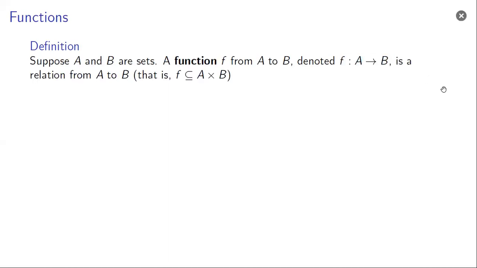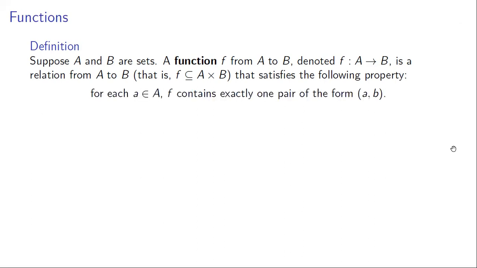So this is a relation from A to B. In other words, f is a subset of A cross B. Every function has to be a relation from A to B, so it's a subset of A cross B, and it has to satisfy the following property. In order for it to be a function, it must satisfy this property. For each little a in big A, meaning for each element of set A, f contains exactly one pair of the form (a, b). We'll see many examples of this, and we'll clarify this definition.